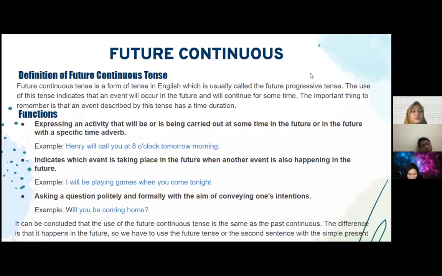It can be concluded that the use of the future continuous tense is the same as the past continuous. The difference is that it happens in the future. So we have to use the future tense or the second sentence with the simple present.